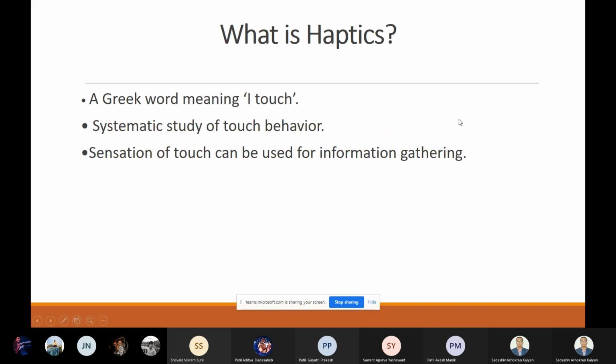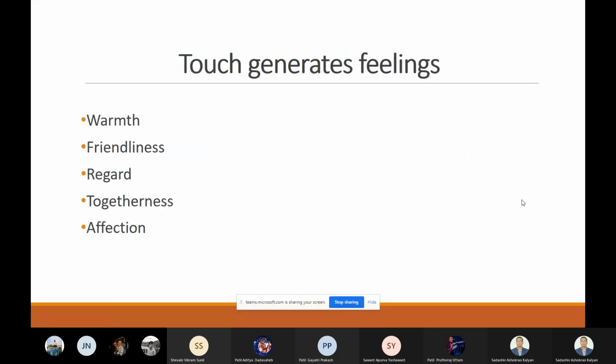So it is considered a systematic study of touch behavior. Here, the sensation of touch, as I said earlier, of a mother for her child, is also used to gather information. In the world of technology, we use biometrics. This sensation of touch of our finger can be used to collect information, such as how many employees were present today in our company. That is also included in haptics, and whenever we study it, it is part of haptics. Our touch also generates various kinds of feelings.